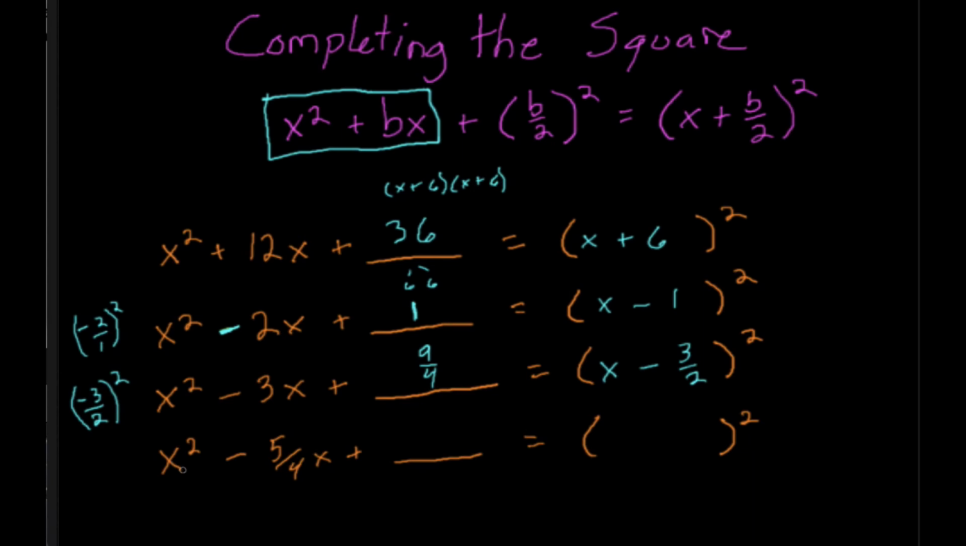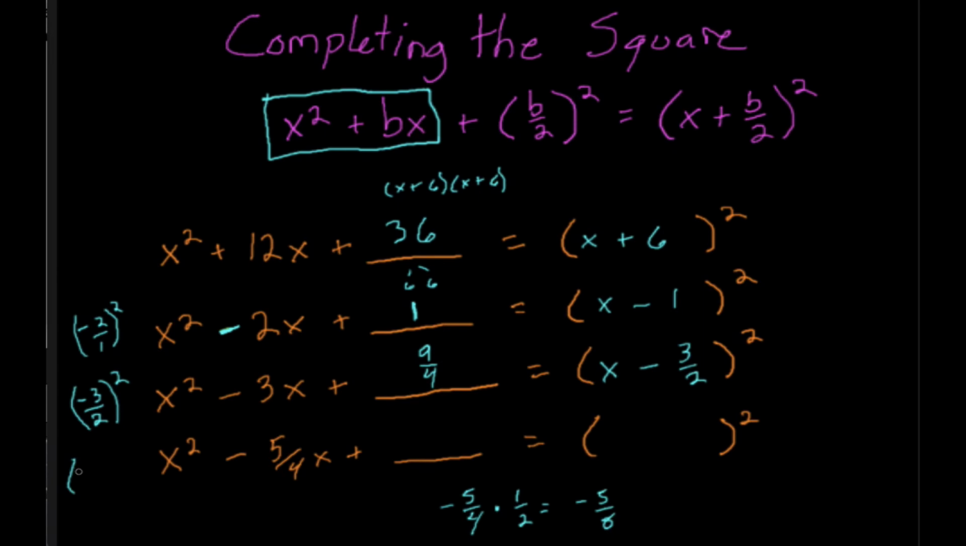All right, and for our last one, this one is about as complicated as it's going to get. If you have x squared minus 5/4 x plus something, how can we find that something if what we're trying to do is to create a perfect square trinomial? Well, all we have to do is take negative 5/4 and divide it by 2. Now, if you recall, if you take negative 5/4 and divide it by 2, that's the same as multiplying by 1/2. So that gives us negative 5/8.